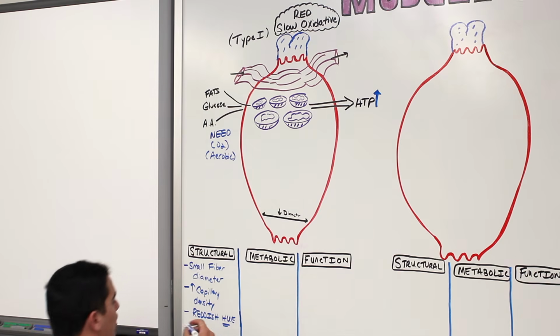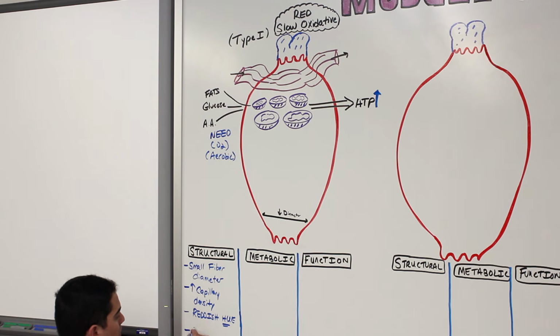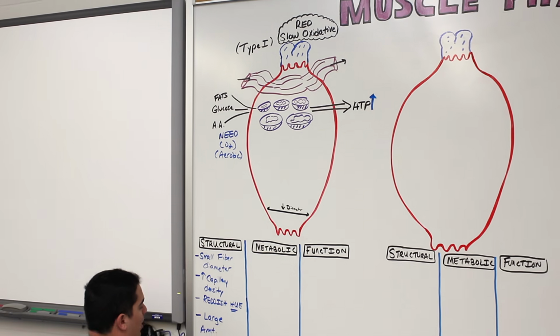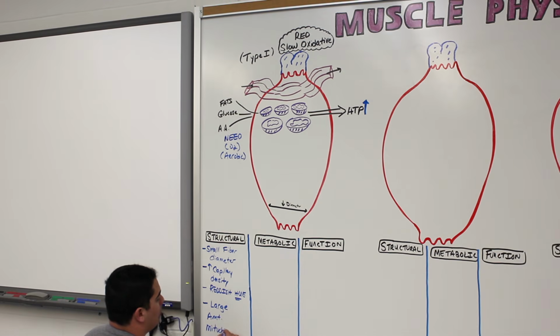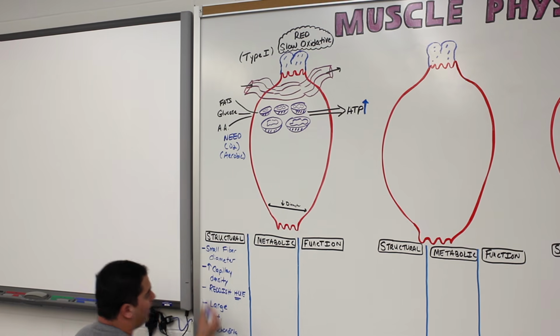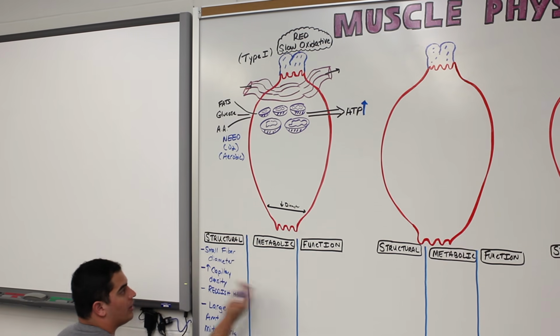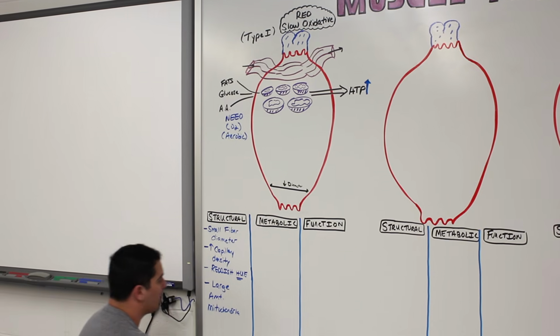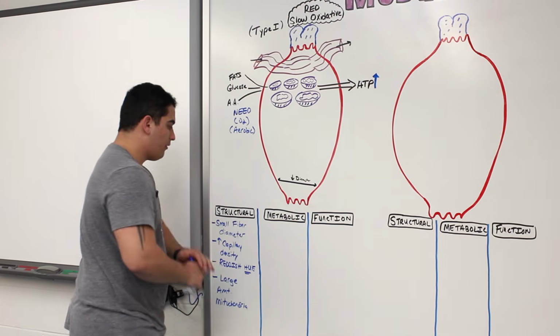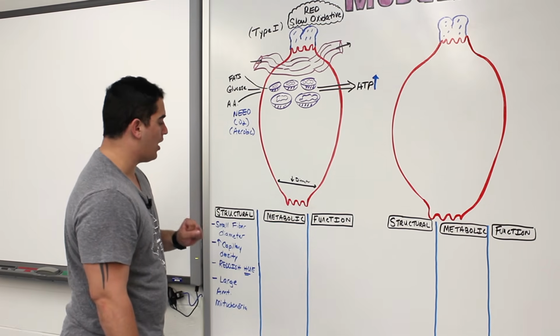So they have a significantly large amount of mitochondria. Okay. So now that we've done that, we can relate the structural concepts to the metabolic concepts here. Okay, first off, we talked about mitochondria.